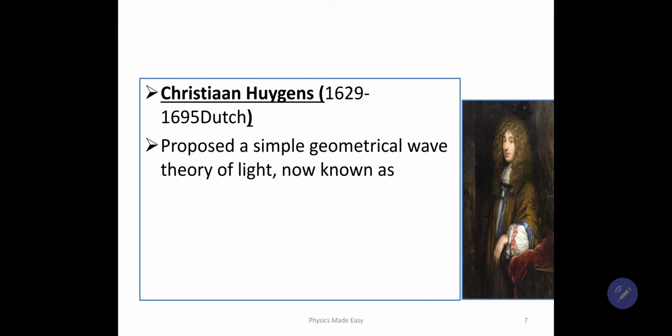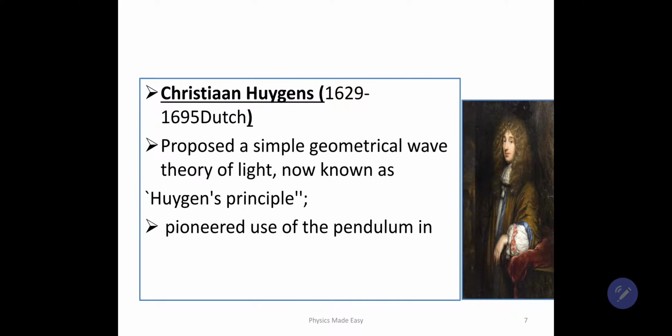Christian Huygens was a Dutch physicist, proposed a simple geometrical wave theory of light, which is known as Huygens' principle, and he pioneered the use of pendulum in clocks.